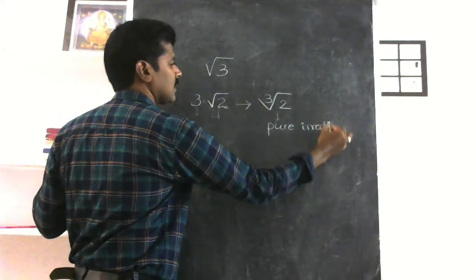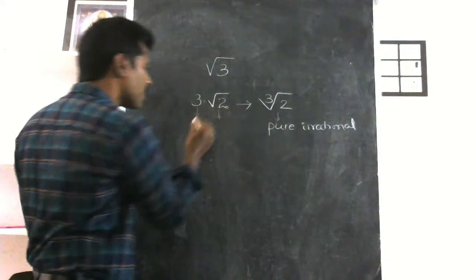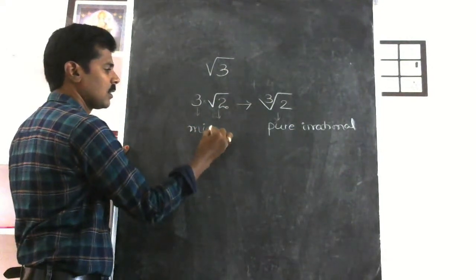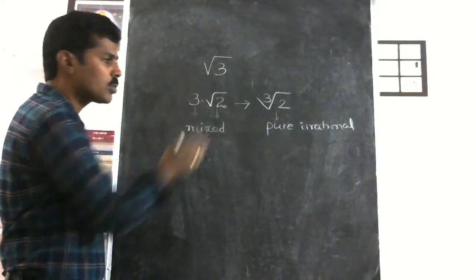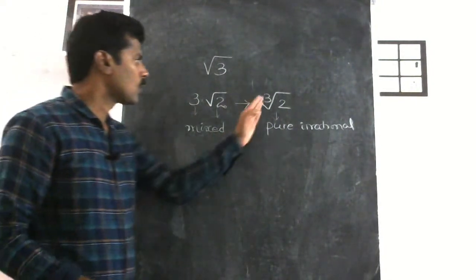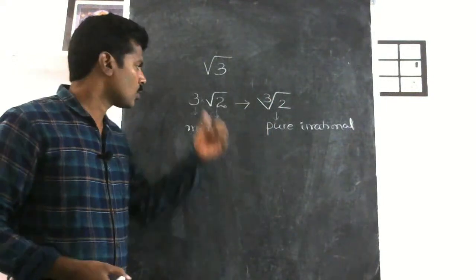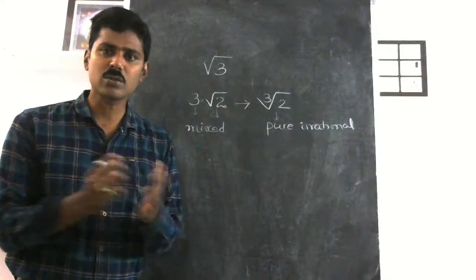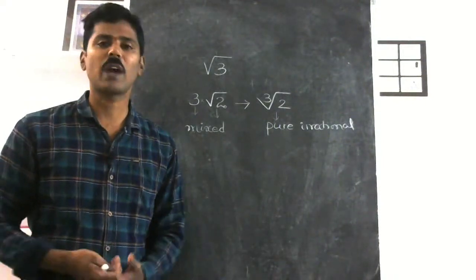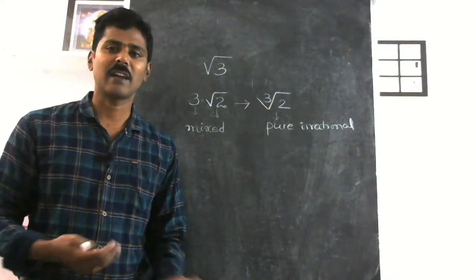Here. This is not pure, this is mixed. Hope you understand. So this is mixed. This 3 root 2 is completely different from cubed root 2. So 3 root 2 means I have 3 root 2's, root 2 plus root 2 plus root 2. That's the same as what we have done in general numbers.